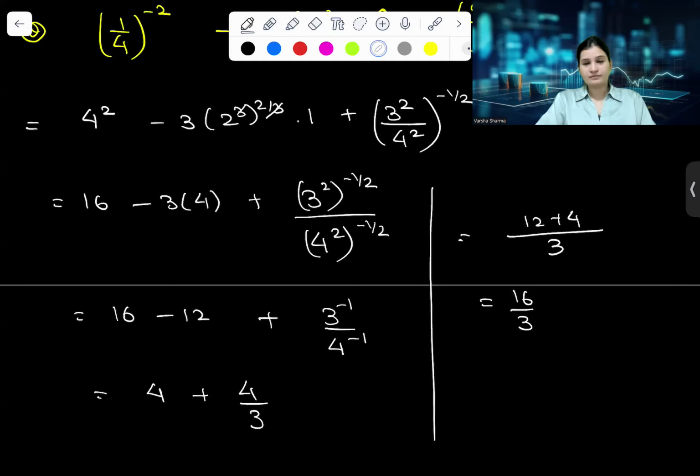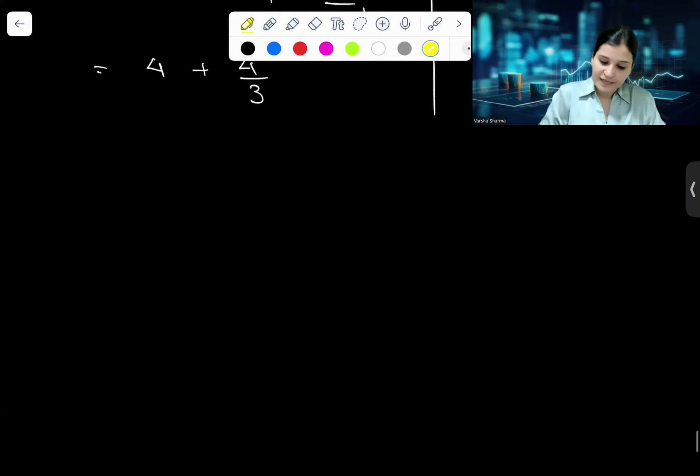Any doubts? No, ma'am. These were normal simplification sums, with numbers, and you have to simplify. Now we'll move on to a new variety where we have to simplify our power question.